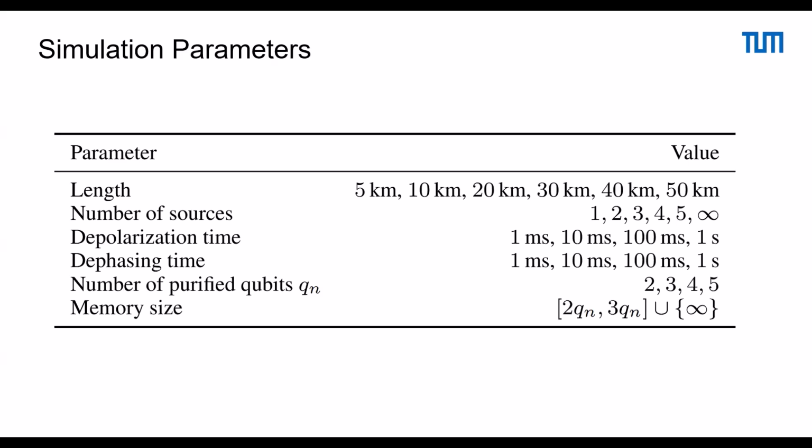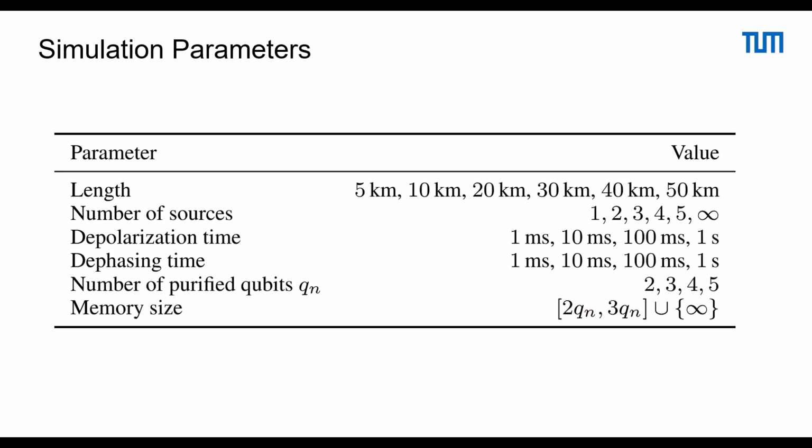Then on our quantum memories, we had a T1 and T2 error, so depolarization and dephasing error, and we let that run from 1 millisecond to a second, to see how long we need to be able to store our qubits so that we have meaningful results. This was also a parameter for when to stop the simulation: how many qubits we want to have in our memory after the purification. It's 2 to 5.